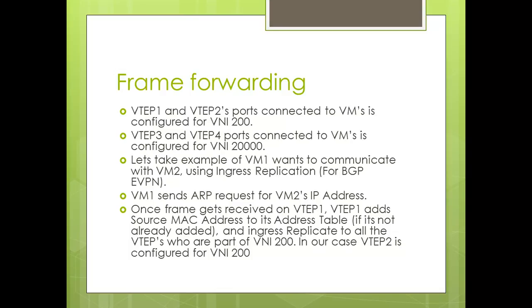Let's take the example of VM1 wanting to communicate with VM2 using ingress replication, also called head-end replication. This ingress replication is usually used when BGP EVPN is used for signaling. VM1 sends an ARP request for VM2's IP address. Once the frame is received on VTEP1, VTEP1 adds the source MAC address to its address table if it is not already added, and ingress replicates to all the VTEPs that are part of VNI 200. In our case, VTEP2 is configured for VNI 200.